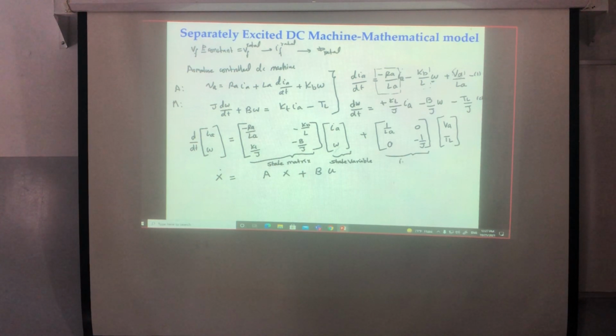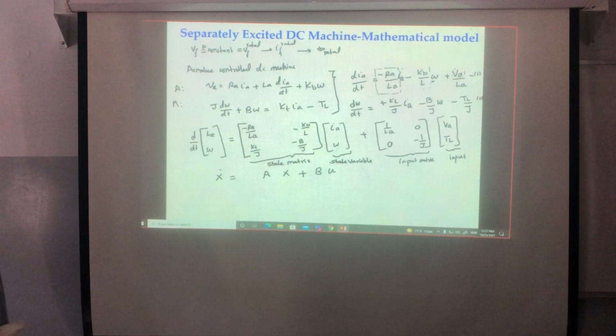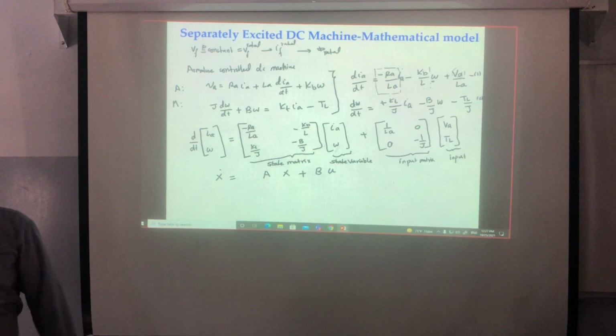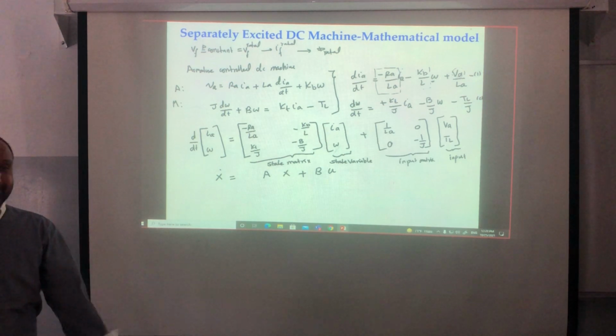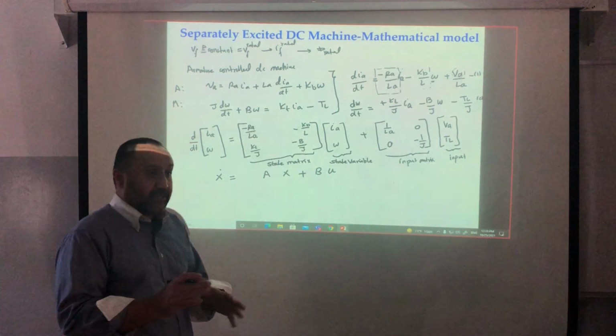And this one is the input matrix. And this one is the input. Now someone will say, why are you adding TL to the input? Simply, VA is the input, correct? And TL is what? TL is input, but I cannot control it. So I will not say it's input, I will say disturbance. VA, I can control it, so this is the actual input. TL is input, but I cannot control it.